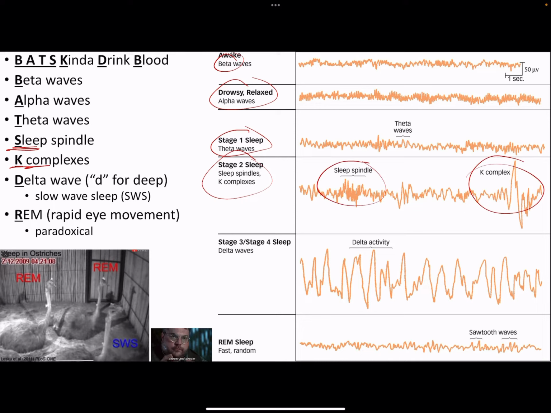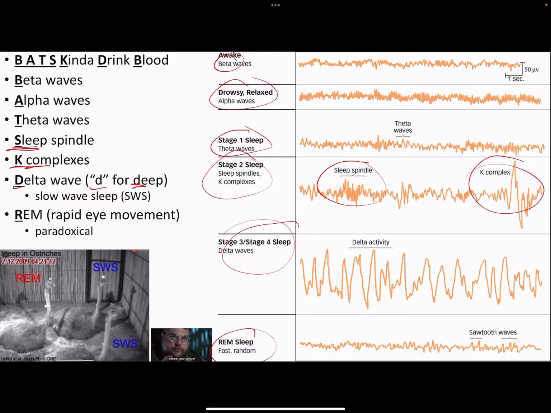Then delta wave, I think of D for deep. This is going to be your deep sleep, so stage 3 and stage 4, and sometimes this is referred to as slow wave sleep. And then REM is for rapid eye movements. Kind of interesting, because your muscles are mostly paralyzed, but your eyes are fluttering quite severely.